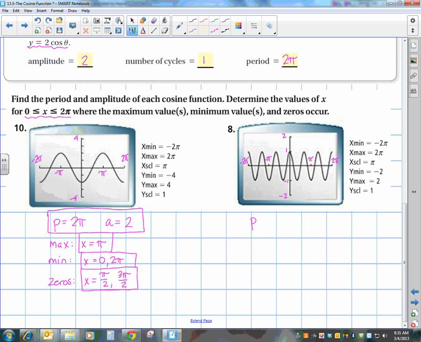Now, our period, how long does it take? You can do it two different ways. You can say I started at a max, and I'm at a max there. You might not be sure of what that is, so count how many cycles you have between 0 and 2 pi. If I have 3 cycles, that means that B has to be 3 because I went from a max to a max, that's 1, to another max is 2, to another max is 3. So that means that my period is going to be 2 pi over 3. My amplitude goes between 1 and negative 1, so my amplitude is 1.